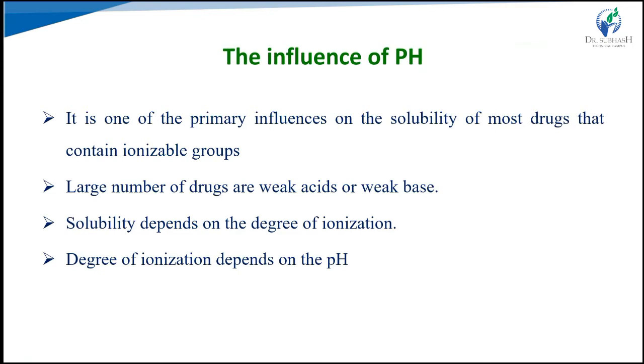The majority of drugs are either weak acids or weak bases. A large number of drugs are there. So their solubility depends on their degree of ionization. Ionization means molecules or compounds break, dissociate or separate out into ions, and the degree of ionization depends on the pH. So directly we can say solubility depends on pH, because ionization depends on pH and solubility depends on degree of ionization. Most of the drugs are weak acids or bases.